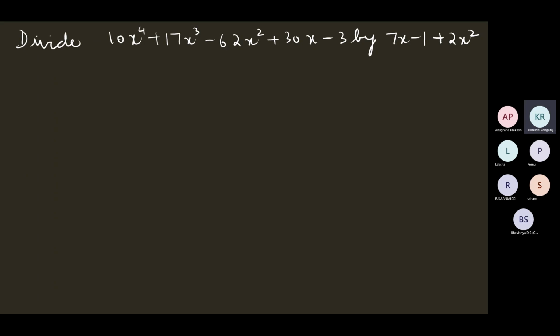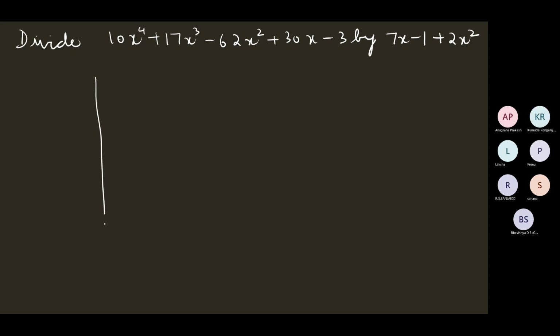When you look at this question, you realize it's difficult to factorize. Look at the numerator, 10x power 4 plus 17x cubed minus 62x squared plus 30x minus 3. You clearly understand it's not possible to factorize using any identity. So here you'll have to use a long division method. The divisor also has three terms, 7x minus 1 plus 2x squared. This cannot work by factorizing, so you can use a long division method. So how do we use a long division method?